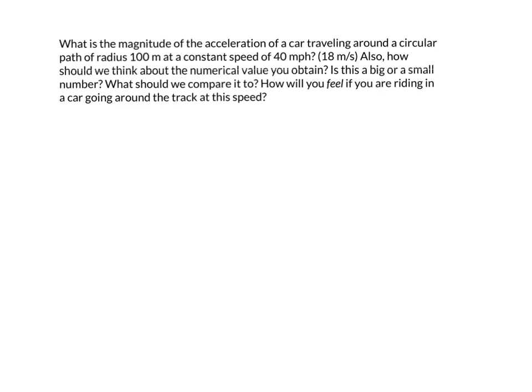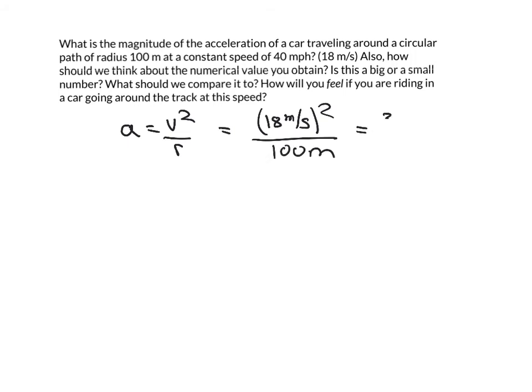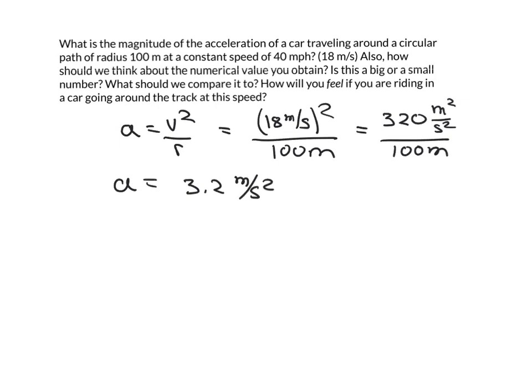Well, this is just a simple plug-in. The acceleration of our car, we just said, is the speed squared over the radius of the circle. So the speed is 18 meters per second, quantity squared. The radius of our circle is 100 meters. The numerator works out to 320 units are meters squared per second squared, divided by 100 meters. So our acceleration is 3.2 meters per second squared. And if you want to get a sense for whether something is a big or a small number, you need to compare it to something.